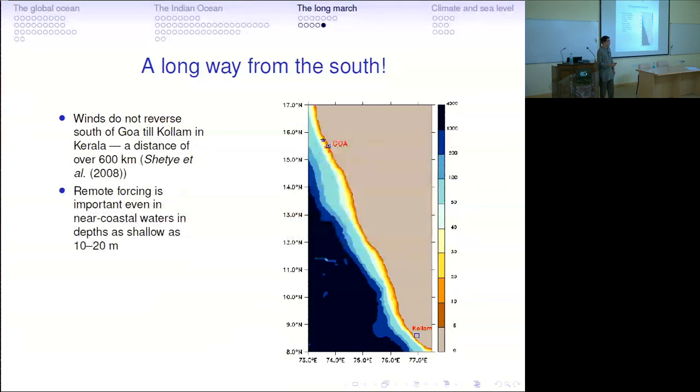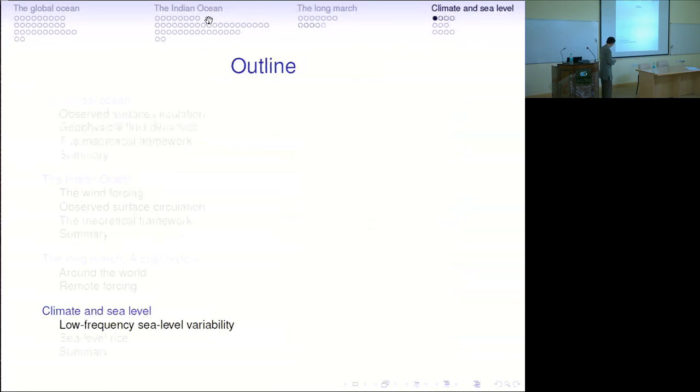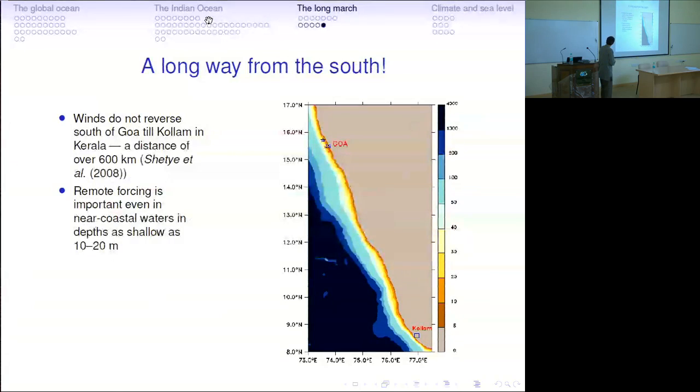But if you look at any of these studies, and there's a model study or an explanation, the basin boundary, the basin domain, is usually very small. The assumption being that so close to the coast, you don't have to bother about anything that happens far off. It's not true. Even at these shallow depths, so close to the coast, you have remote forcing. So remote forcing is important even in near-coastal waters and depths as shallow as 10 to 20 meters.